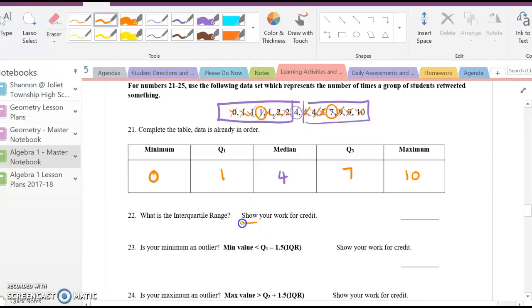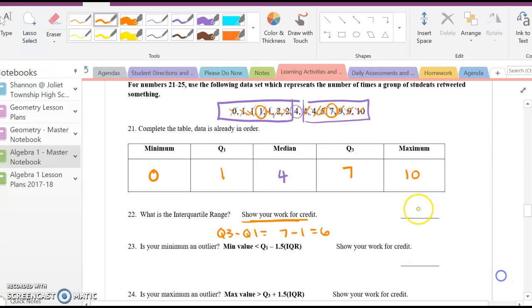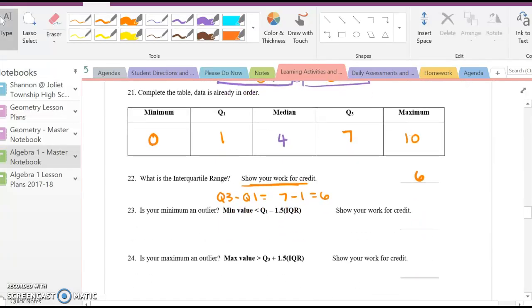What is the interquartile range? Show your work for credit. So this is your Q3 minus your Q1, which is equal to 7 minus 1 equals 6. Is your min an outlier? Show your work again for credit. I want to know, is the minimum value less than Q1, which was 1, minus 1.5 times 6. 1 minus 9 is negative 8. Are any values less than negative 8? The answer is no values are less. So we would say no.